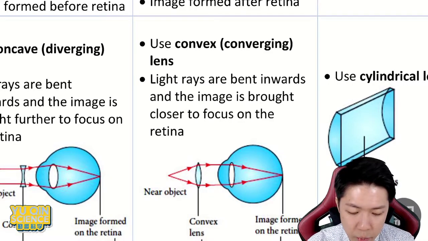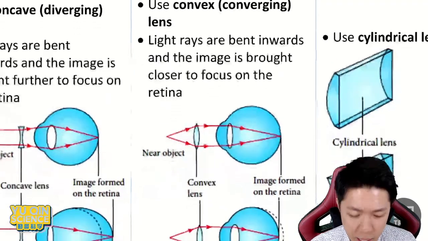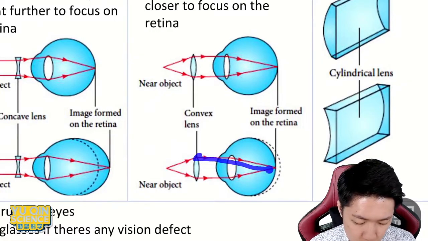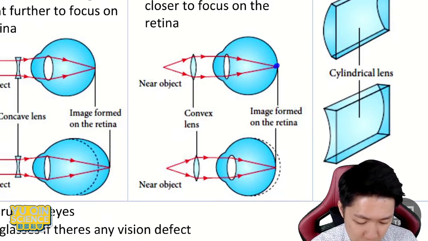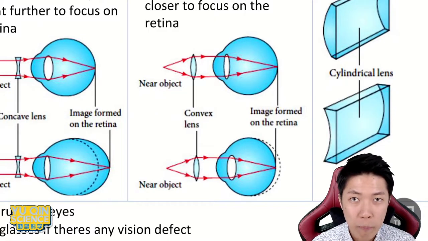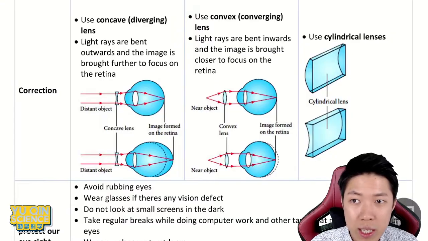So the purpose of the convex lens is to close it up. Just now was opening up the light ray, now it's to converge, to close it up so it could hit the retina at the right spot. That's basically what the two lenses are for.